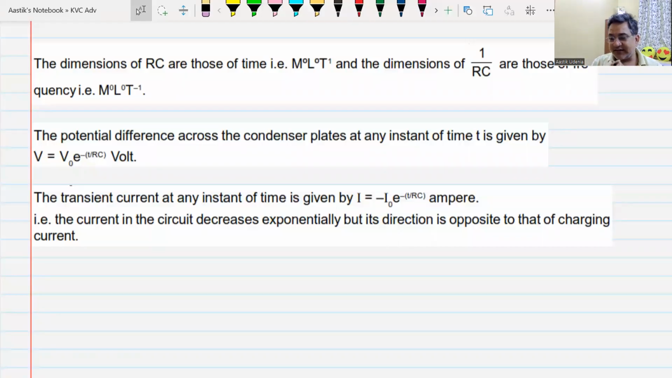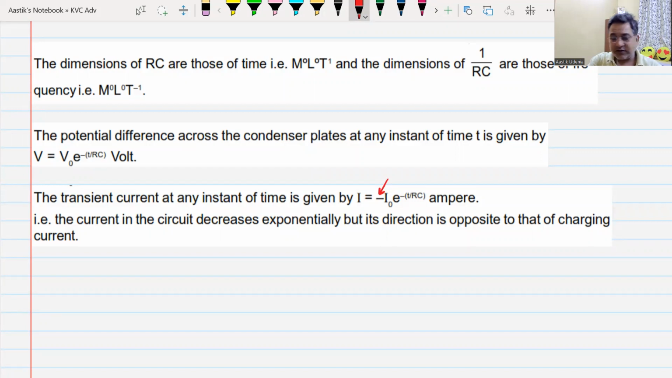The dimensions of RC are those of time. Therefore, the dimension of 1 by RC must be of frequency. The potential difference across the capacitor will be V naught e raised to the power minus t by tau. The current will be I is equal to minus I naught e raised to the power minus t by tau, because it will be in the opposite direction. If the charging current was like this, so this plate of the capacitor will get positive, discharging current would be like this. Therefore, this negative sign comes. Charging and discharging current are in the opposite direction.